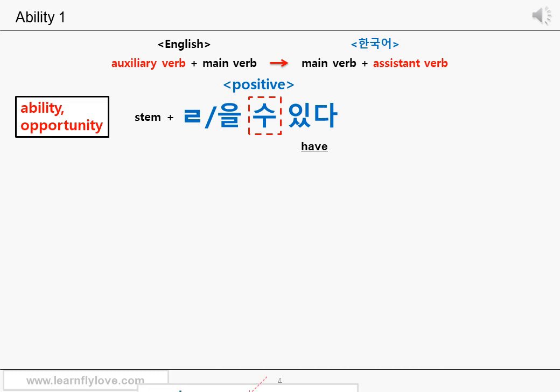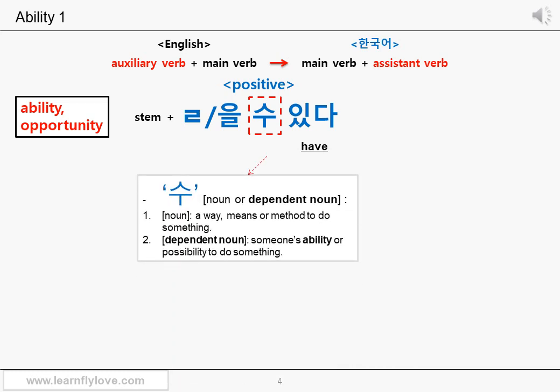This 수 can be both a noun and dependent noun. When it's used as a noun, it means a way, method, or means to do something. When it's used as a dependent noun, it means someone's ability or possibility to do something. They both are kind of in the same line no matter whether it's used as a noun or a dependent noun.